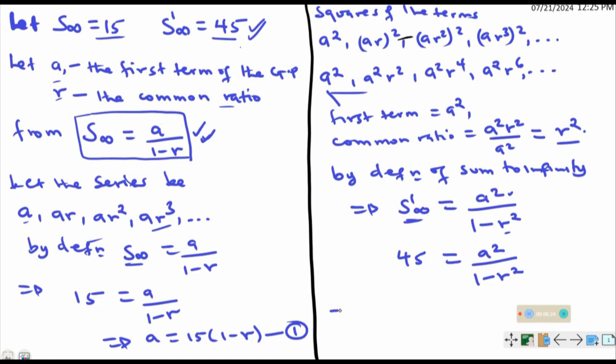So from here, we can have a squared as the same as 45 into 1 minus r squared. And this we can call equation number 2. So looking at the two equations, equation 1 and equation 2, we can easily solve these two equations and obtain the values of a and r in order to obtain our series. So let us look at how best we can solve the two equations to obtain the values of a and r.